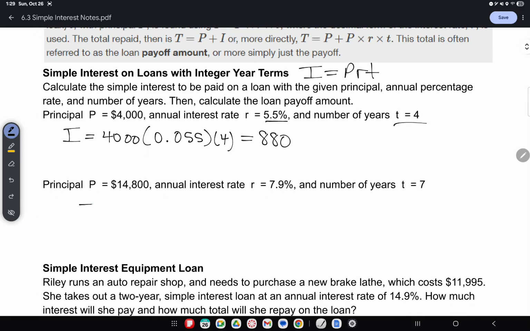Let's do another one. So the interest on this $14,800 principal with a rate of 7.9%. So as a usable decimal, that's 0.079. And then the time is 7 years. And then we'll multiply all three of these numbers for an interest of $8,184.40.